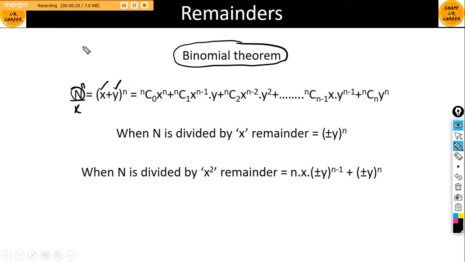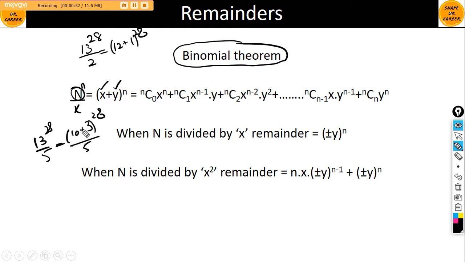For example, if we have 13 raised to power 28 which is to be divided by, let's say, 2, I can write this 13 as 12 plus 1, raised to power 28. Or if we have 13 raised to power 28 which is to be divided by 5, we can write this 13 as 10 plus 3, raised to power 28, divided by 5.